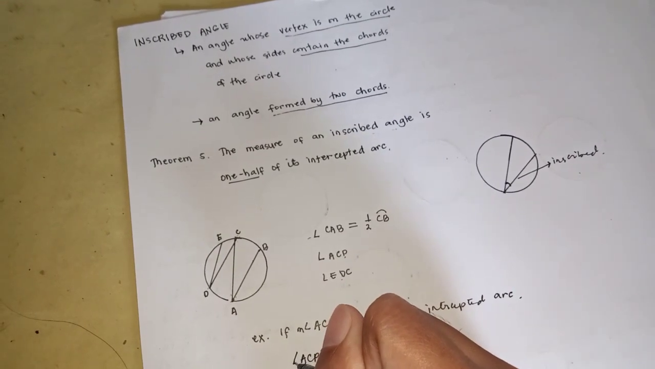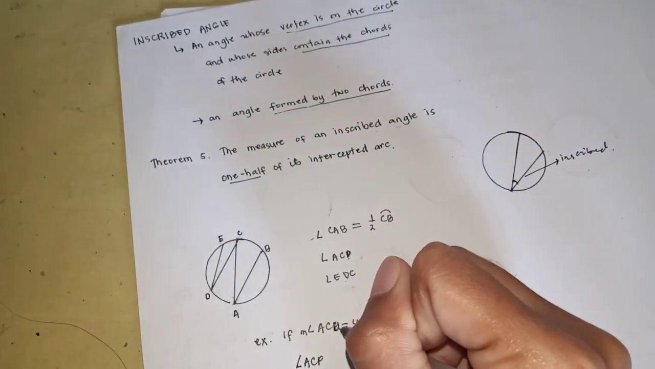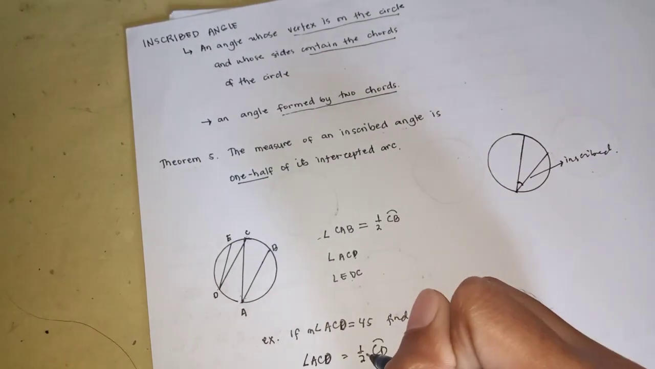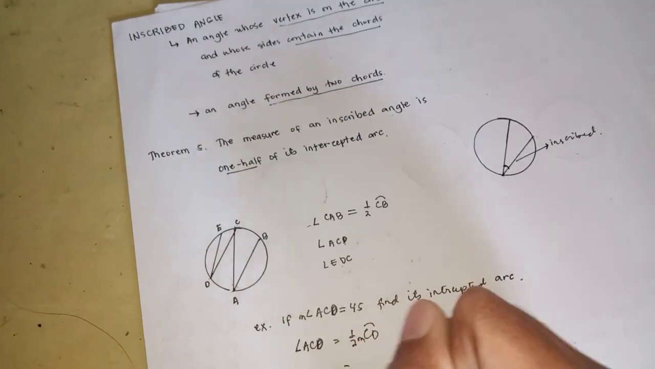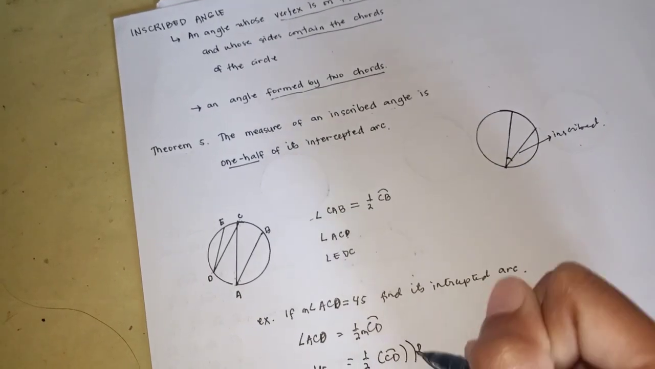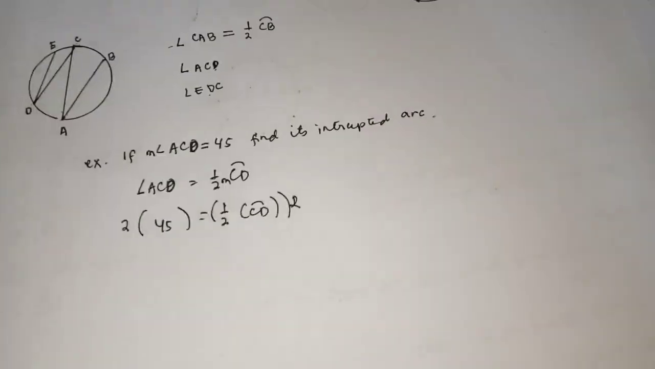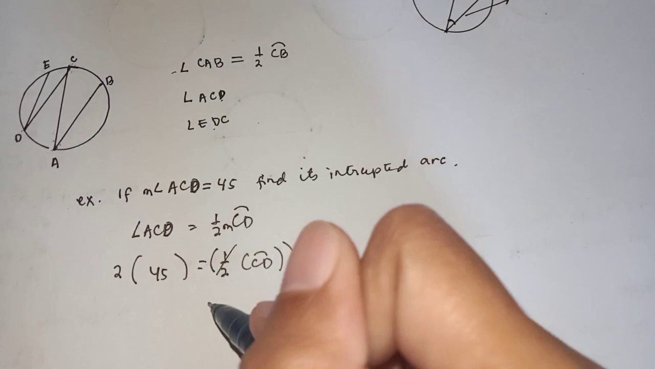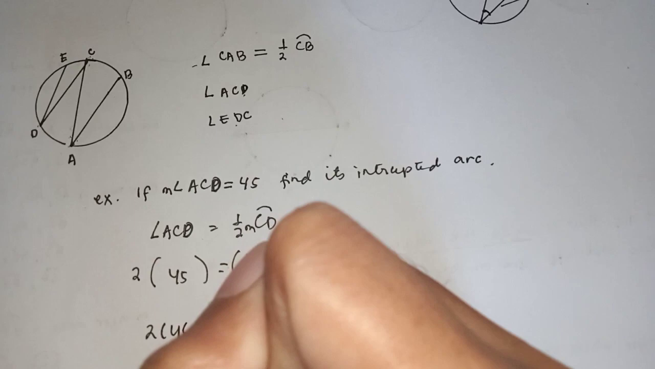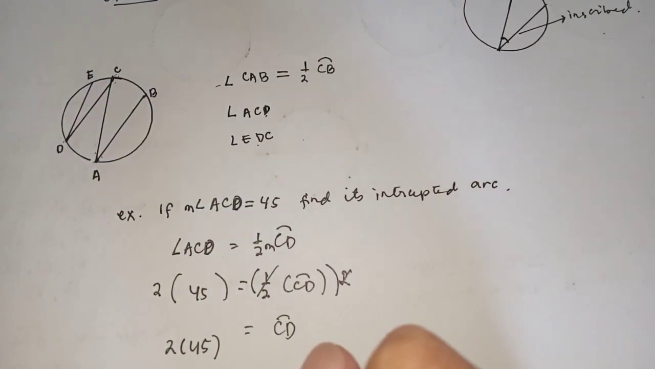The mistake has been corrected. So the angle is equal to 1/2 of the measure of its intercepted arc CD. Our ACD is equal to 45, so 1/2 times the arc CD. In order to cancel the 1/2, we need to multiply both sides by 2. So we'll have the arc CD, and the other side is 2 times 45, so our CD here is 90 degrees. Now let's have another example.